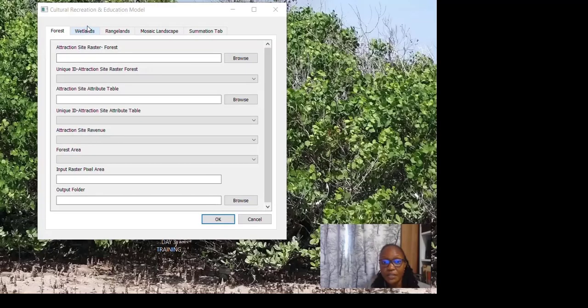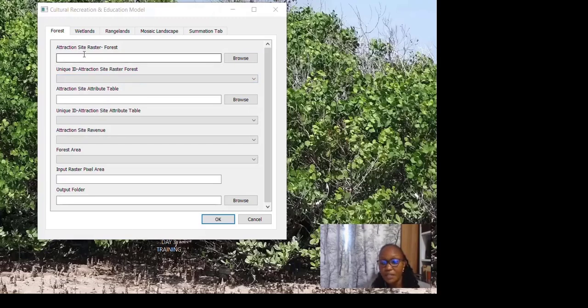So we have our cultural recreation and education model. When you open it, it should look like that with forest, wetland, rangelands, and the mosaic landscape in case you find yourself valuing a national park where there are quite a number of ecosystems inside. So we'll do the forest just like we did for biodiversity and carbon sequestration. And the first thing there it says that we load the attraction site raster.